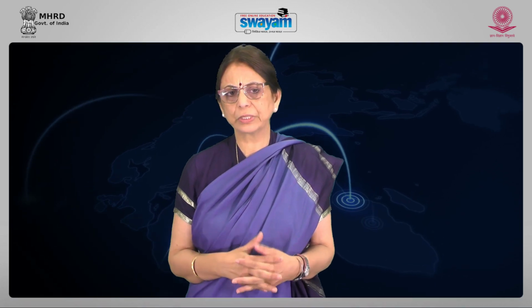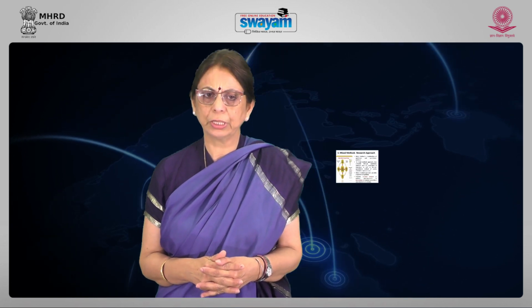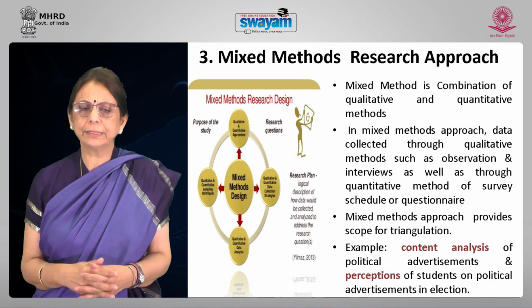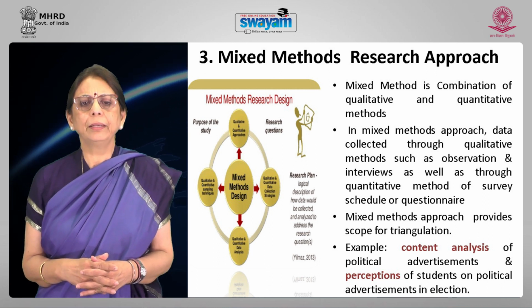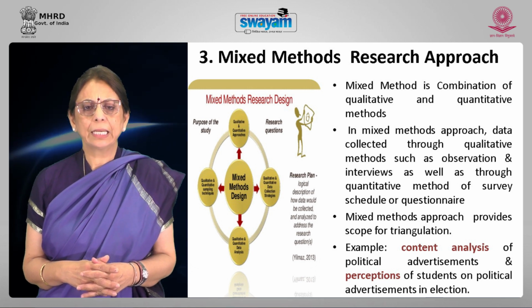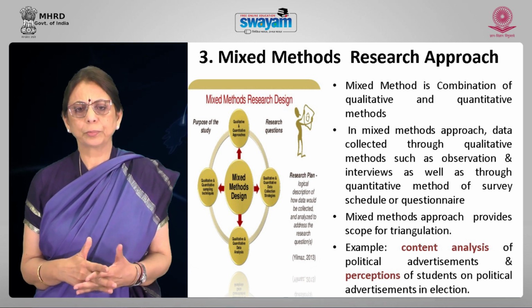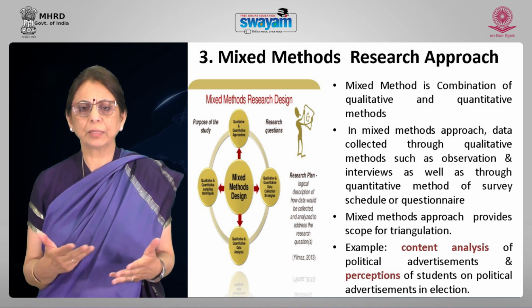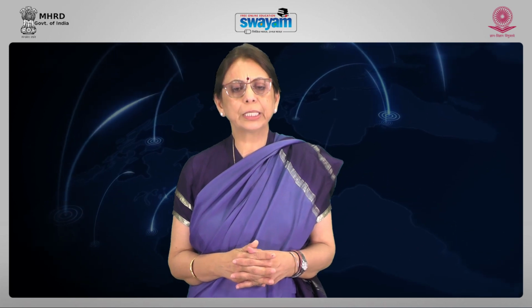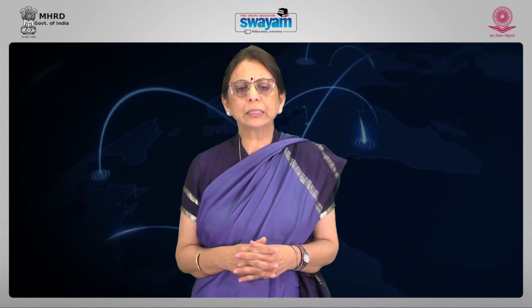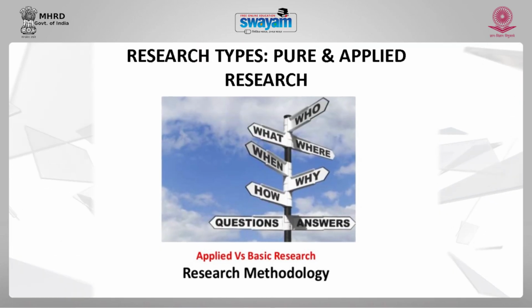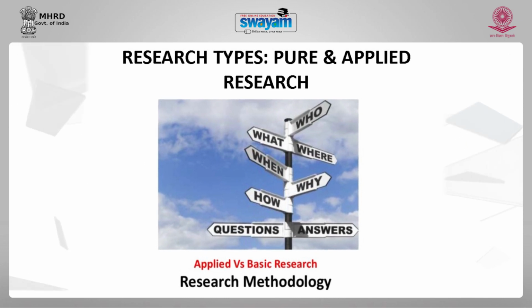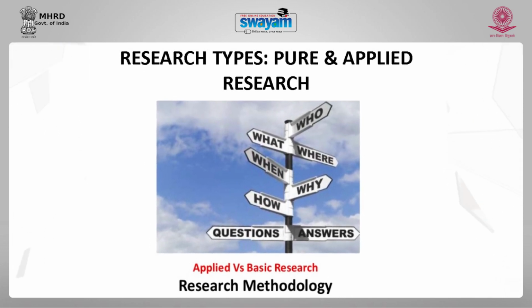A different approach is called the mixed methods research approach, which uses both qualitative as well as quantitative, a combination of both the methods. In the mixed method approach, data is collected through qualitative means, such as observation and interviews, as we mentioned comes under qualitative. A very good example would be a content analysis of political advertisements and trying to understand the perceptions of students on political advertisements in elections. So, it is actually differentiated in terms of pure and applied research. Let us look at it a little more in detail.